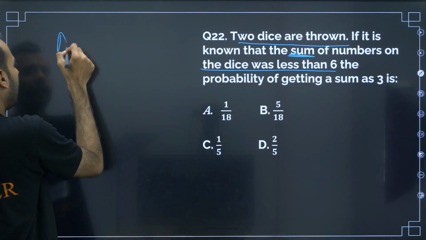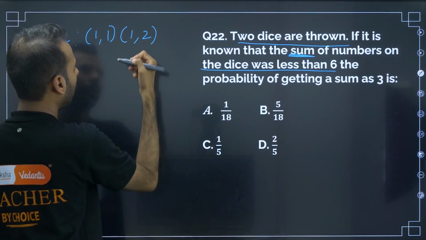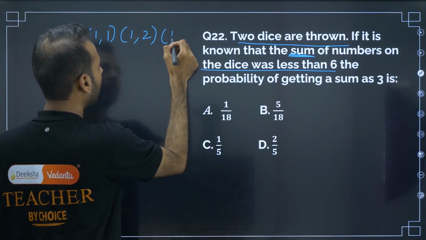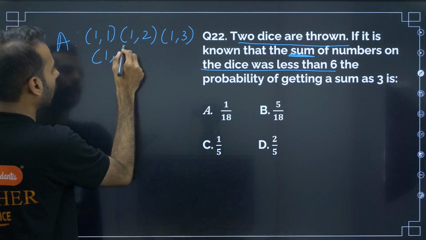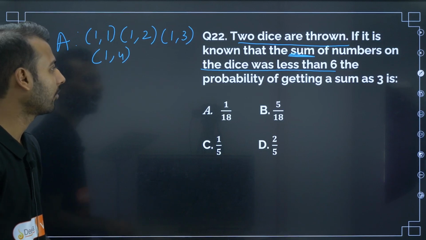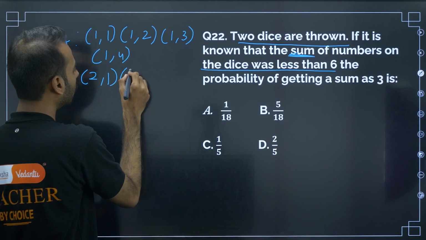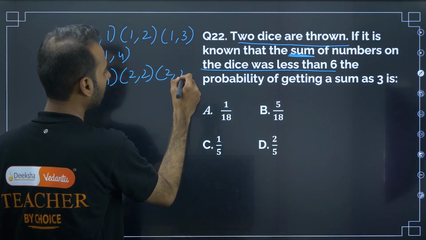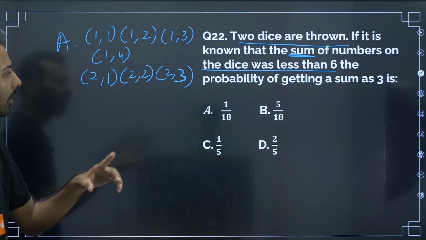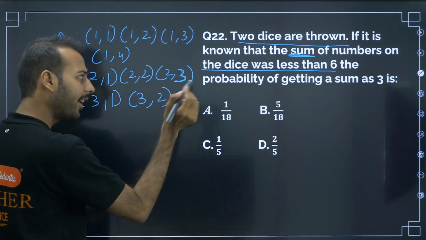That means if I name that first event, the sum of 1 1, 1 2, this will go till 1 3, 1 4, 1 5. Sum is less than 6, so 1 5 is fine, but 1 5 6 I cannot consider. Next, if I take 2 1, 2 2, 2 3, it's okay. 2 4 I should not take, because if I take it, it will become 6. Next, 3 1, 3 2 okay, 3 3 I cannot take.